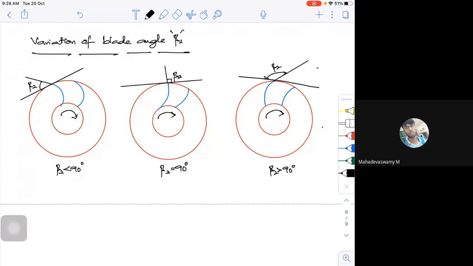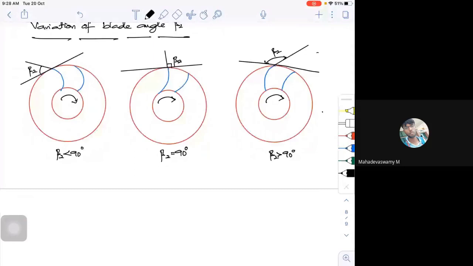When beta 2 is less than 90 degrees, I am going to turn the angle in the opposite direction to the rotation. That is called backward curved vane. These are called backward curved vanes. When beta 2 is exactly 90 degrees, perpendicular, they are called radial vanes. Then if beta 2 is twisted in the same direction of rotation, we call that forward curved vanes. So we have three conditions.